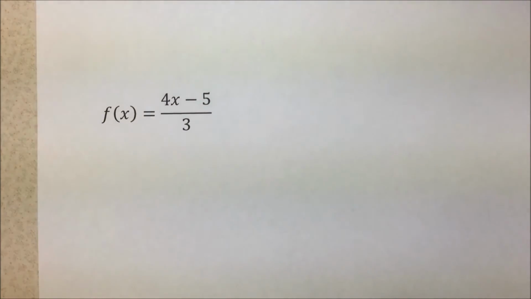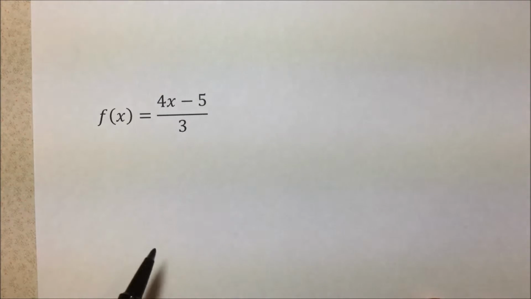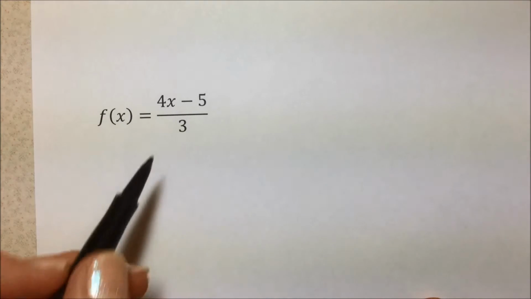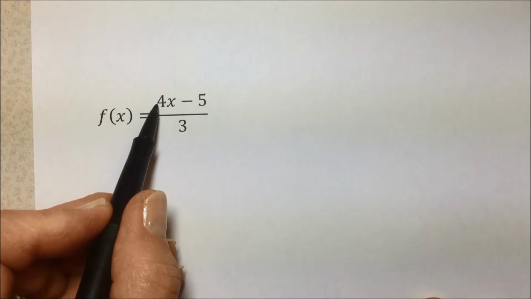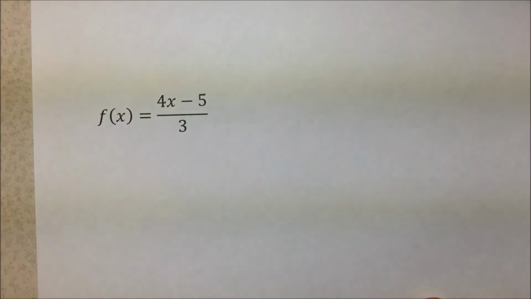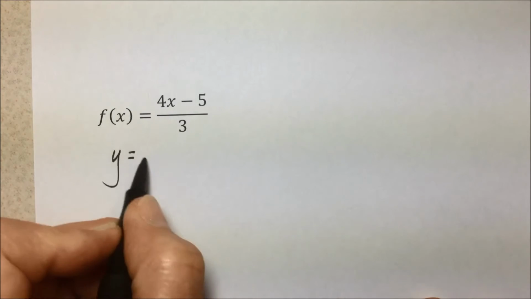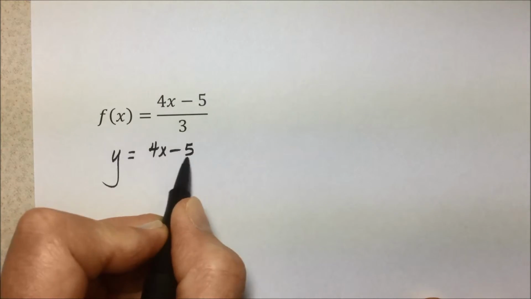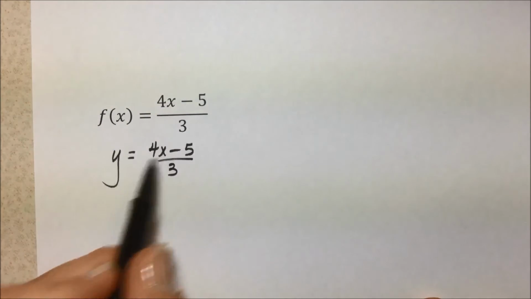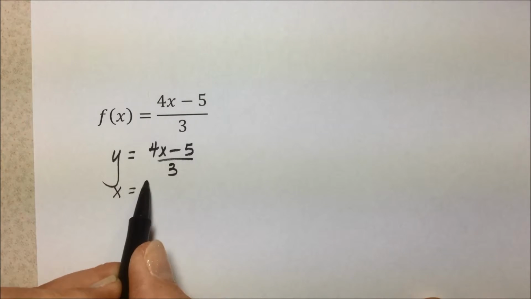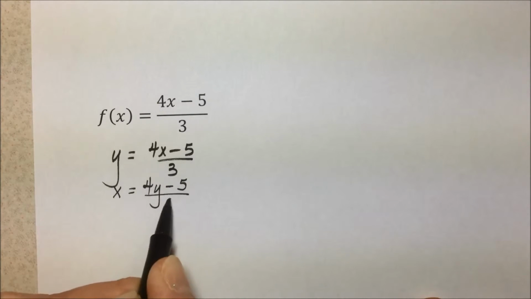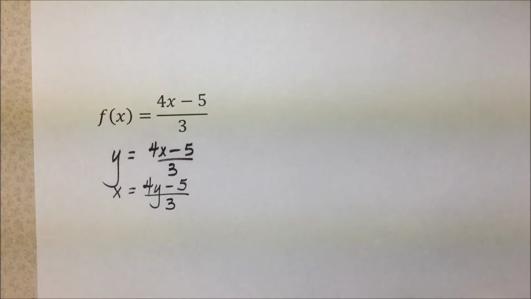In this next problem, we could graph this and visually determine whether it passes the horizontal line test. And don't let the fraction throw you off. We could call this 4/3 x minus 5/3. This is a linear equation which is going to pass the horizontal line test. So let's get to it, find the inverse function. First step is replace the function notation with y. The next step is to switch x and y. So x becomes y and y becomes x. The next step is to solve for y.